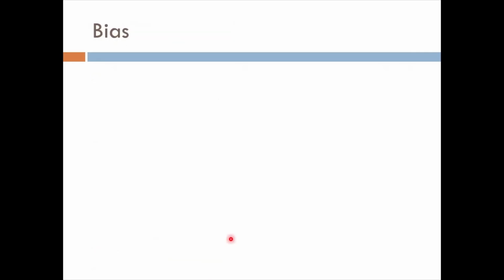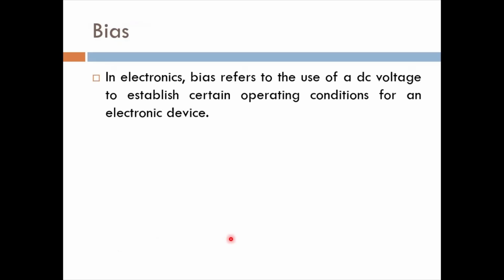So now there is a term which is called bias. So what is bias? In electronics, the term bias refers to the use of a DC voltage to establish certain operating conditions for an electronic device. When this is applied, the term is named biasing. So biasing means when we supply DC voltage to some electronic device. So provision of DC voltage is called biasing.